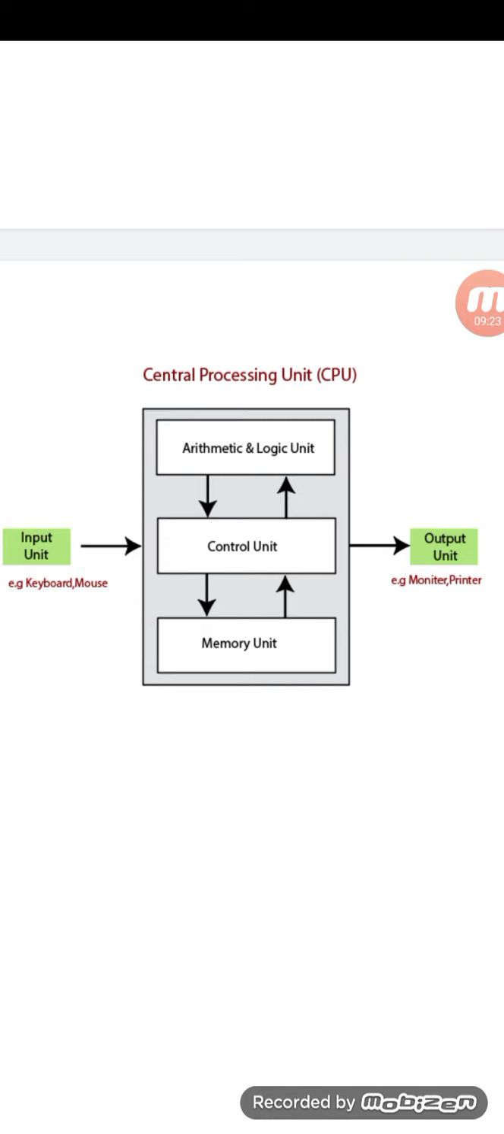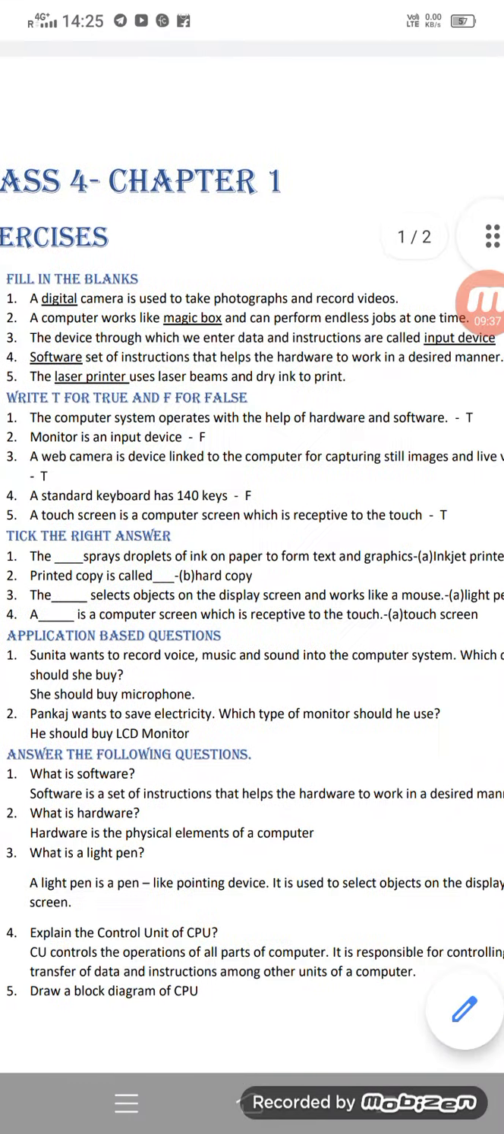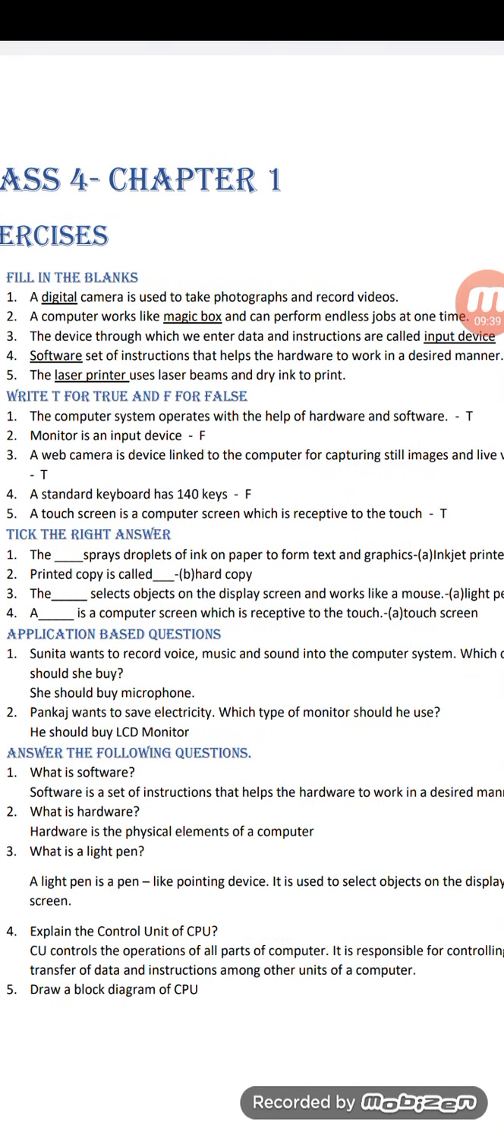Here they have given input unit examples: keyboard and mouse. Others are also there. Output unit, monitor and printer. Okay, I hope it is clear to you. All of you have to fill it in your exercise part of first chapter.